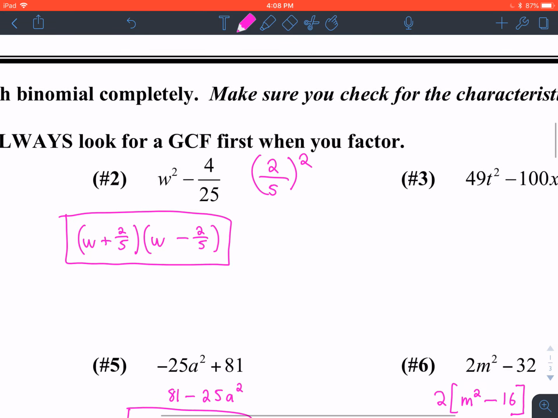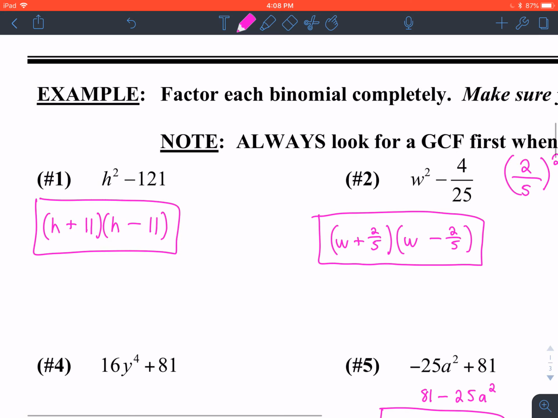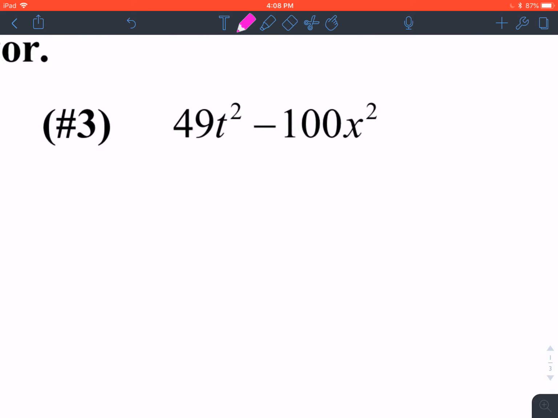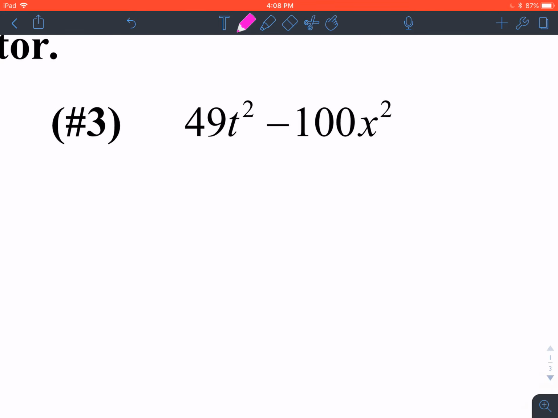Okay. How about number 3? Did I go too fast? Hopefully you guys got that down, because the square root of 121 is 11. All right, this one looks a little trickier, but we're still going to apply the same principles.